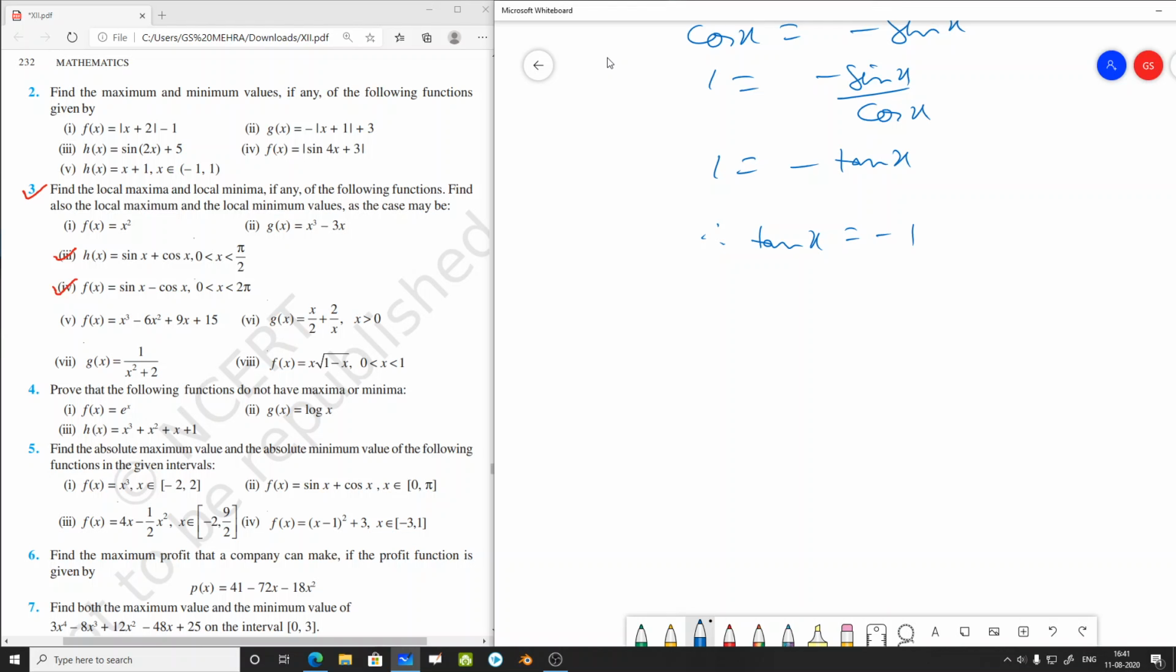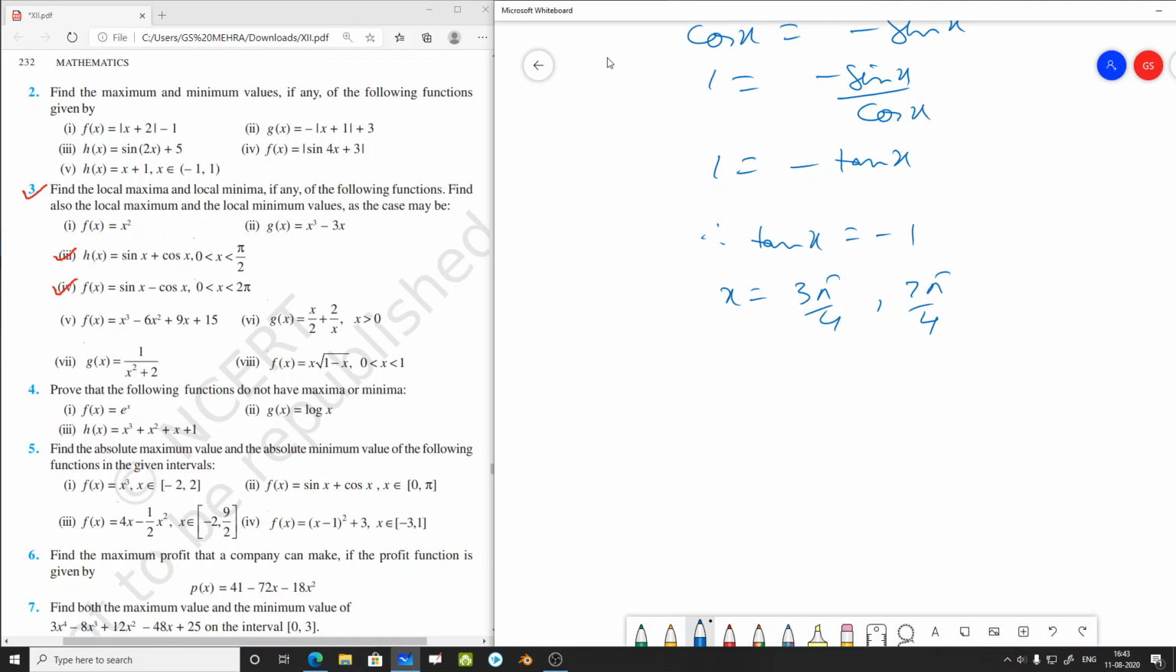We know that tan is negative in the second and fourth quadrants, and tan x = −1 gives x = 3π/4, because tan of 135 degrees is −1. Since tan is a periodic function, if we add π, we get a second solution: 3π/4 + π = 7π/4. We will now check at 3π/4 and 7π/4 whether each is a point of local maxima or local minima.